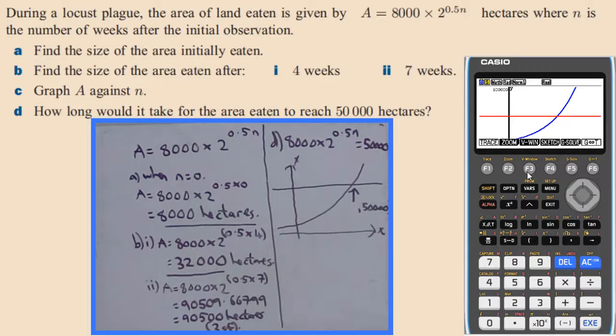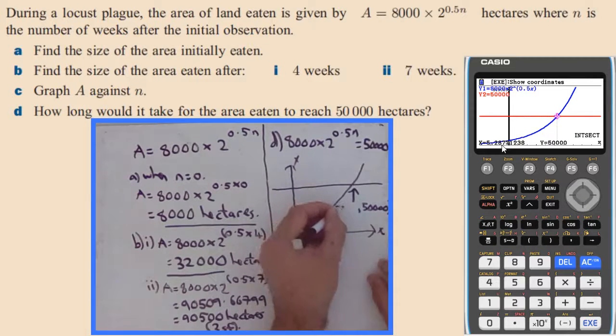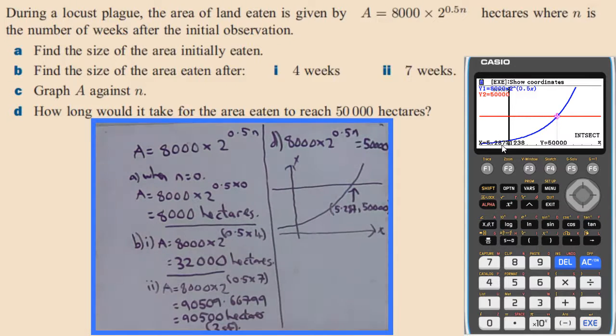So I need to go Shift G solve, looking for the intersection, go straight there, and it says x is 5.287. Didn't write that brilliantly, but there you go. There's some working out. You could potentially label these lines, but I think that's probably enough to get the marks.